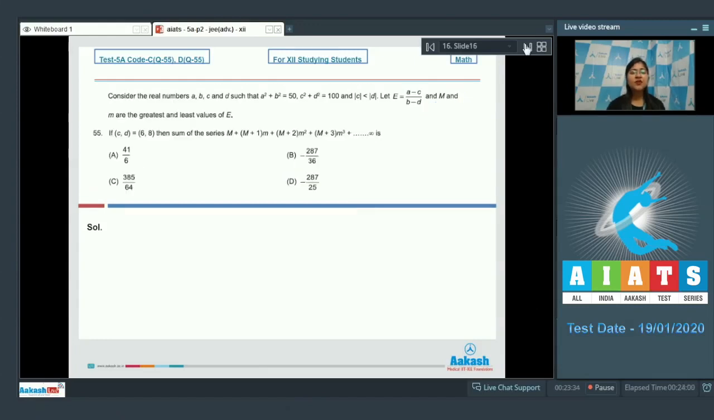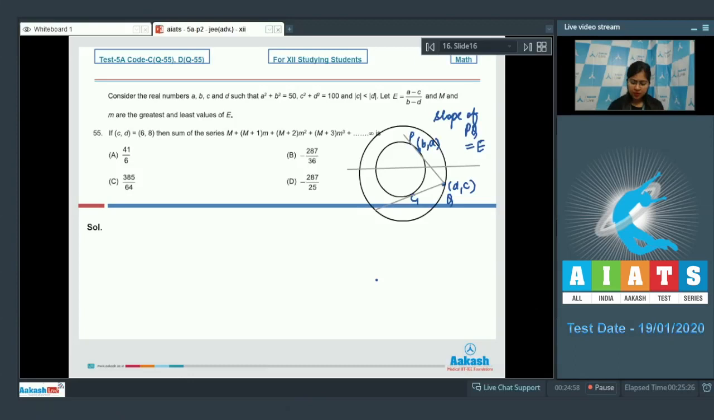Now next is question number 55, which says if C comma D is equal to 6 comma 8, then we have to find the sum of this series. So this is the graph. Now we see that C comma D is given to us. So coordinate of Q are 8 comma 6. Now let us find the angle between the two tangents, right? We know SS1 is equal to T square. So let's write it. This is x square plus y square equal to 50.